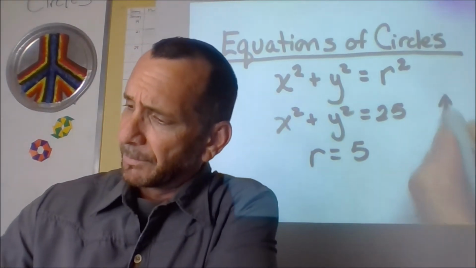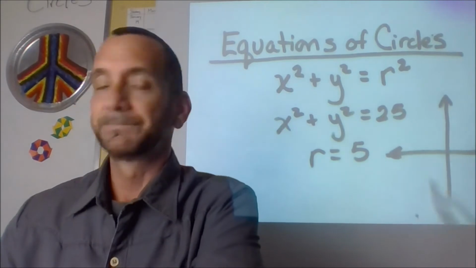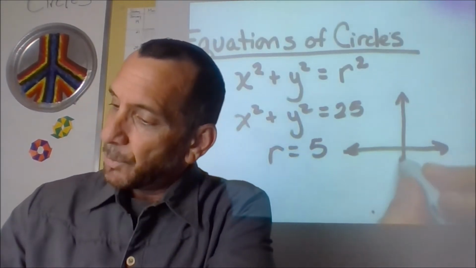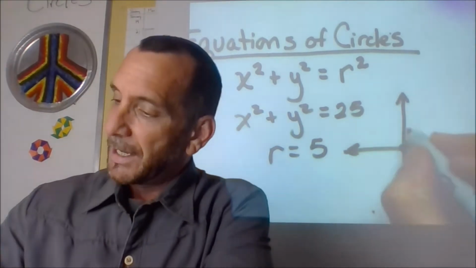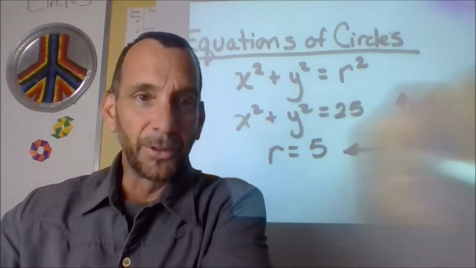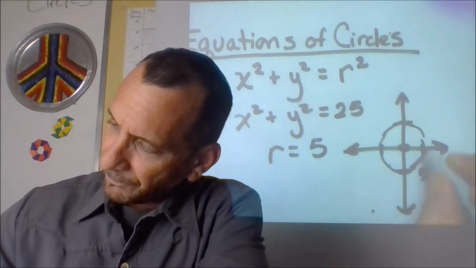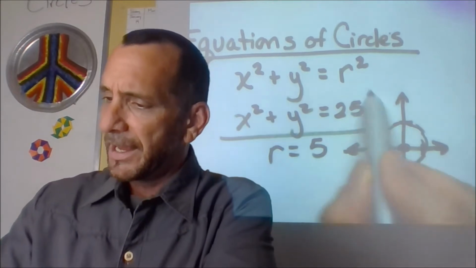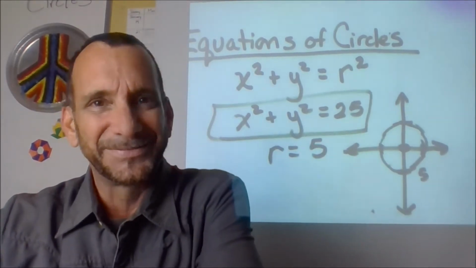You could sketch a graph of that circle, and you would know that the center is at 0, 0, and the radius is 5 all the way around, and you could just do a little sketch of that circle. x squared plus y squared equals 25.